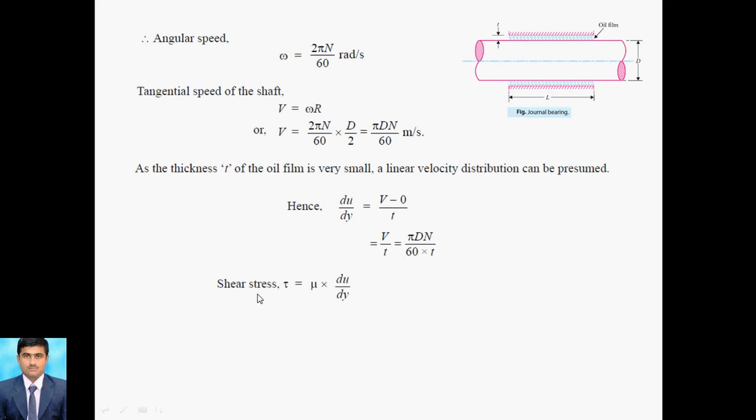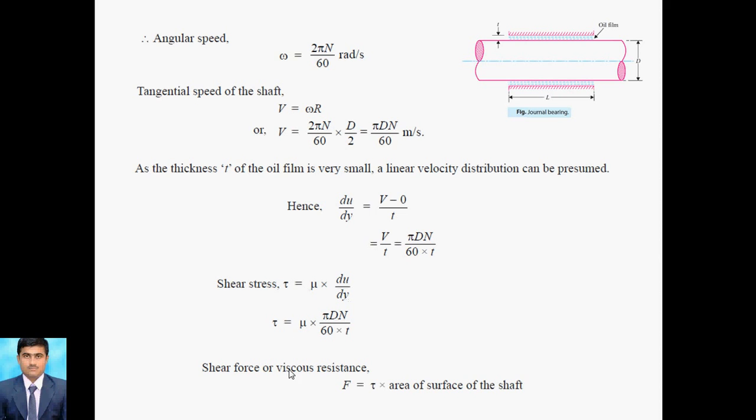As you know, shear stress is caused over the oil film, so tau is equal to mu du by dy. Here du by dy means pi D N by 60t, so we can write it as pi D N by 60t.